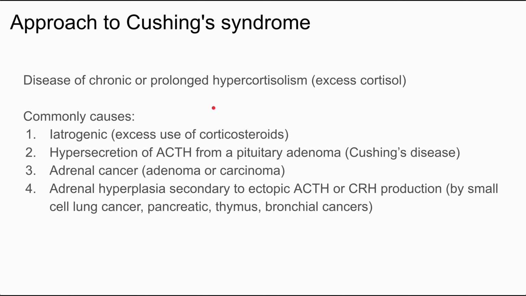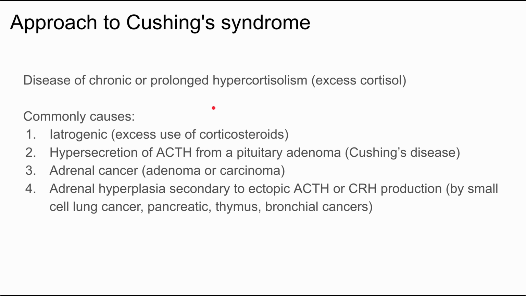To approach Cushing syndrome, I'll be talking about the symptoms of Cushing syndrome, how to identify it, and how to work it up, including how to differentiate between the causes of Cushing syndrome. So let's get started. First, Cushing syndrome is a disease of chronic or prolonged hypercortisolism.